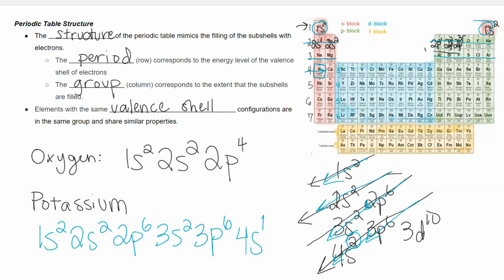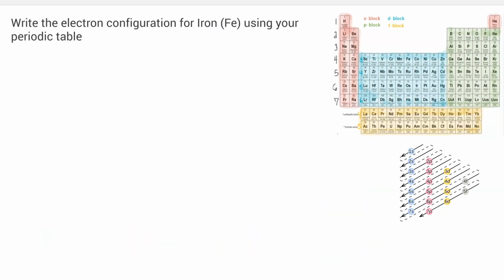Okay, awesome. Before we go to noble gas notation, let's do one more example, just to make sure we are all on the same page. Write the electron configuration for iron, which is chemical symbol Fe, using your periodic table. Iron is right here, number 26. Try to use your periodic table and not your crisscross chart here.